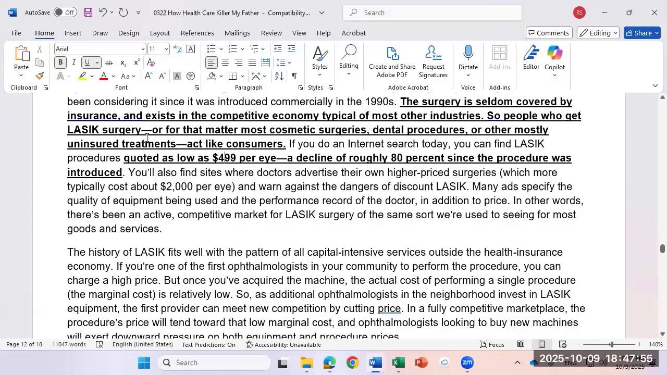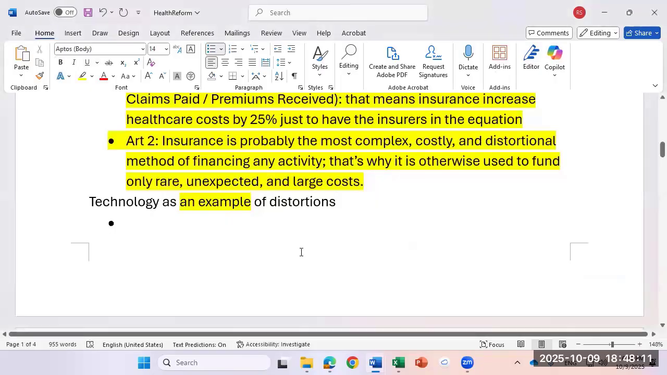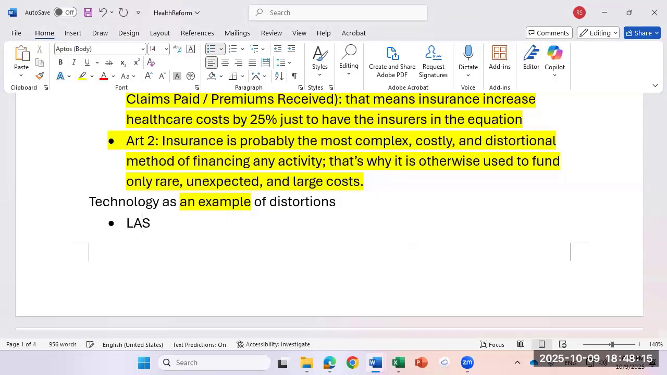Other comparable surgeries that are covered by insurance, you're probably going to sit there for 20 hours waiting to get in. It's a very different business. LASIK is very technology driven. That's the reason its costs are coming down. They're getting much, much better at it. So the key there is LASIK. He gives one other example.